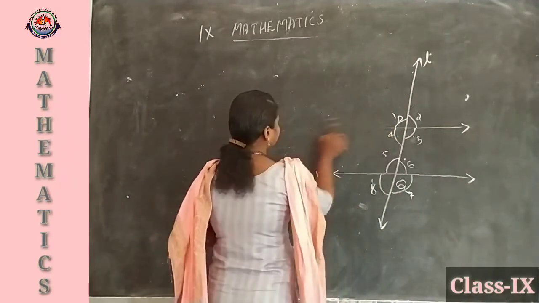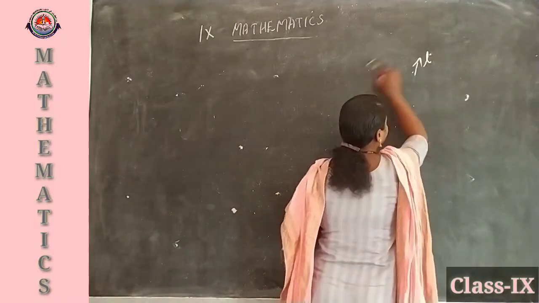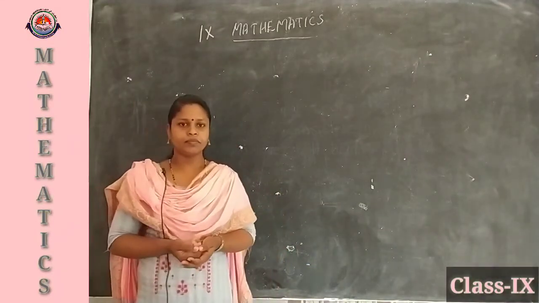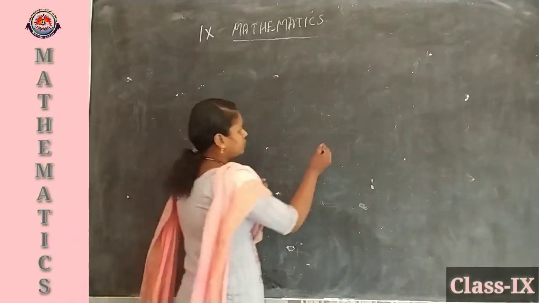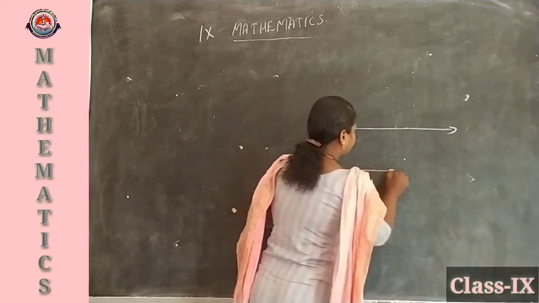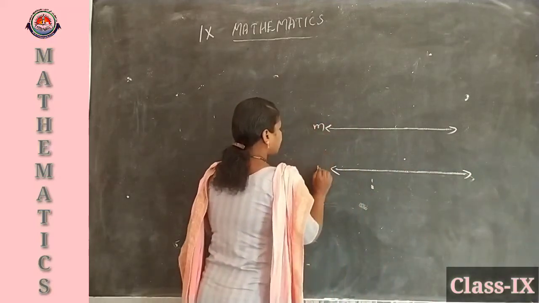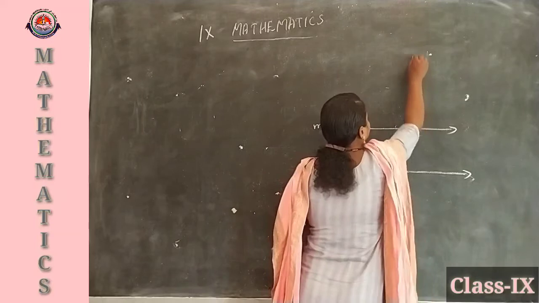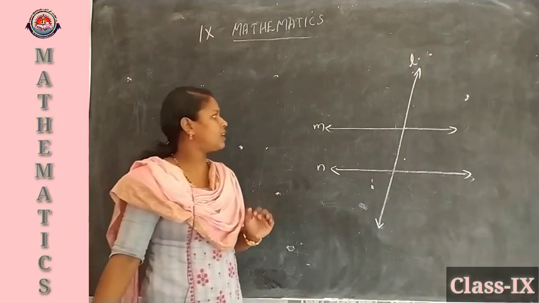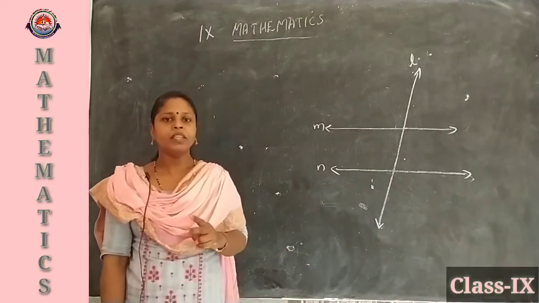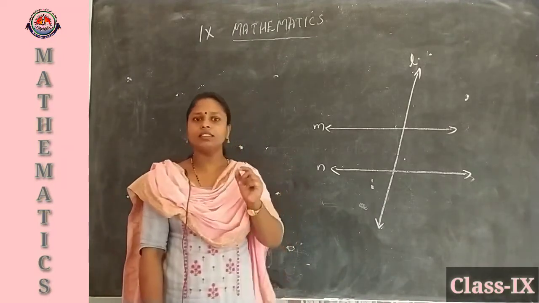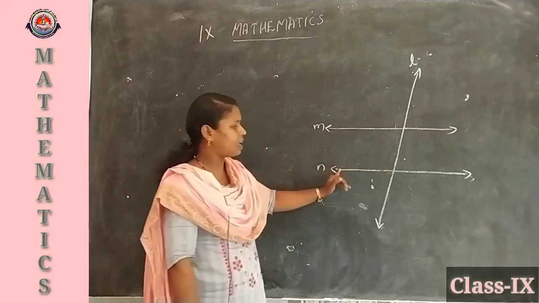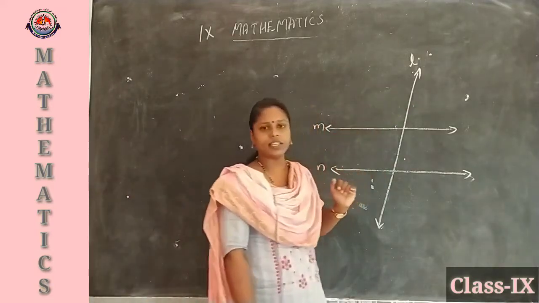Today we are going to discuss some axioms and theorems related to these angles. I think we already discussed some of them. Here we have two lines M and N, and a transversal L. We already discussed two axioms, the linear pair axioms, and here we have the third axiom.